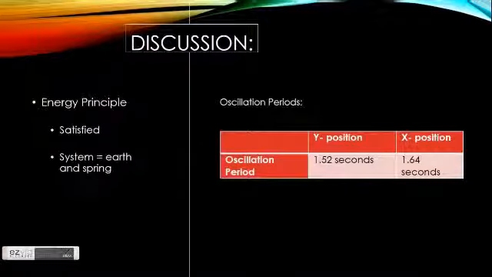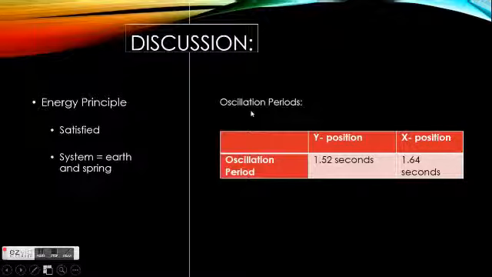Now for a quick discussion about the what-does-it-mean questions. The first question was, is the energy principle satisfied? And I said yes, because as we showed earlier, the change in energy in our system was 0 throughout, and that's because our system included the earth and the spring.